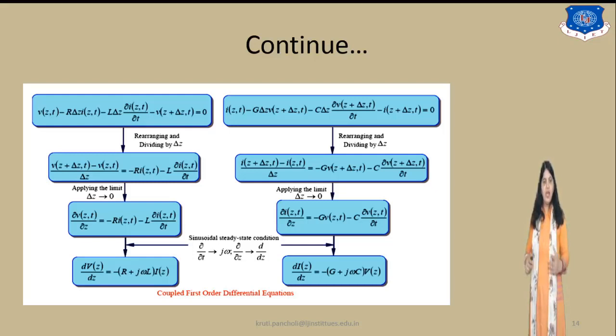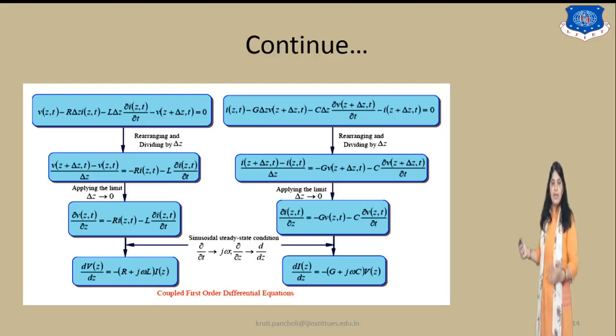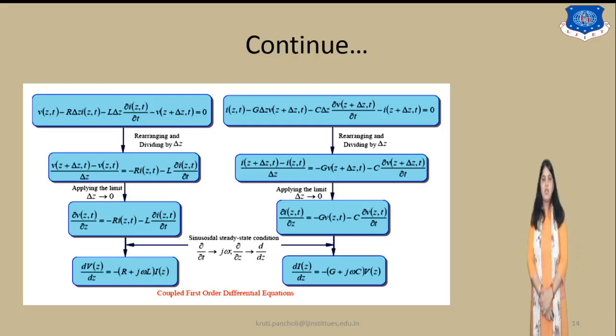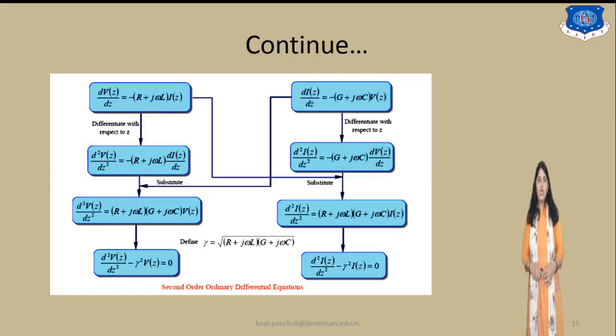So now you can divide it by delta z, and we take the limit as delta z tends to 0. By applying that limit to the equation, we can write dV(z) upon dz is equal to minus (R plus j omega L) into I(z), and dI(z) upon dz is equal to minus (G plus j omega C) V(z). So this is about the first order equations.